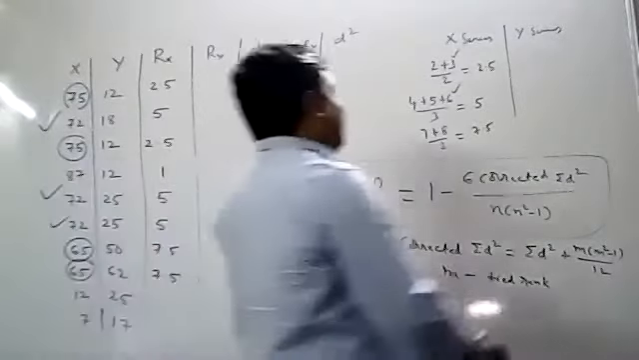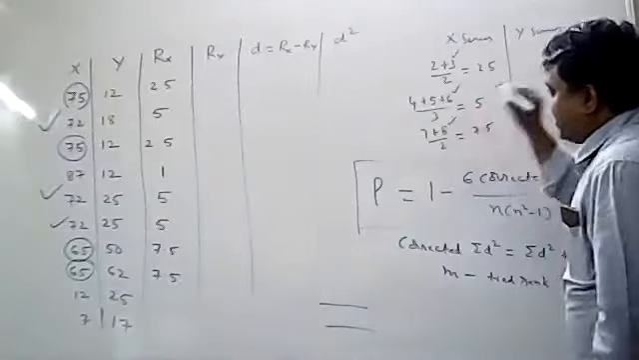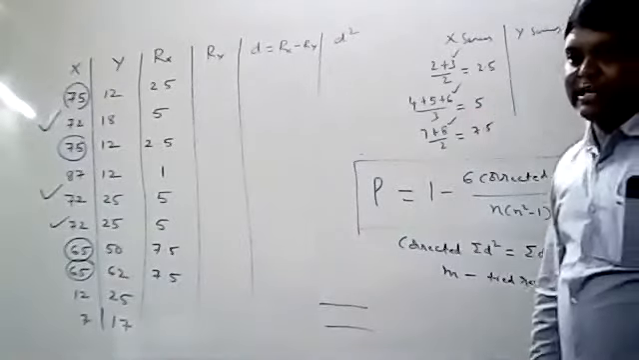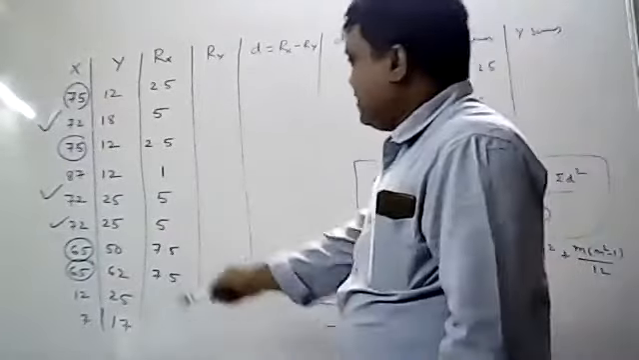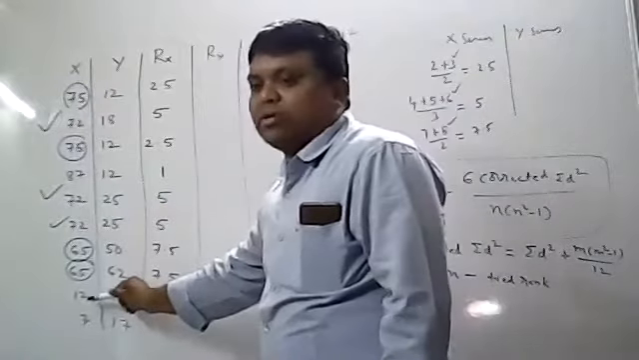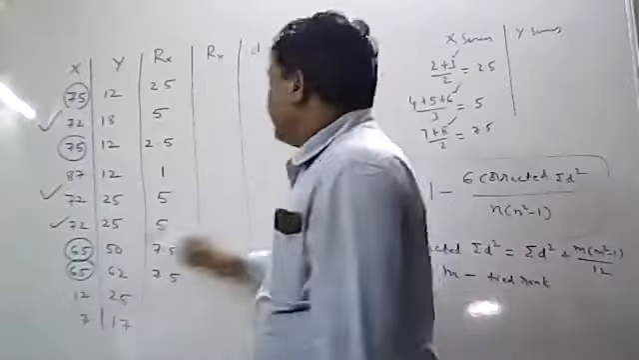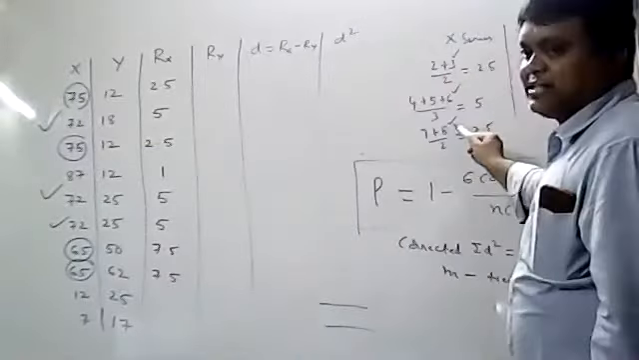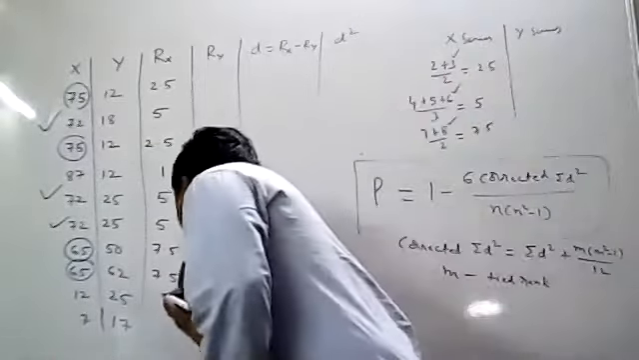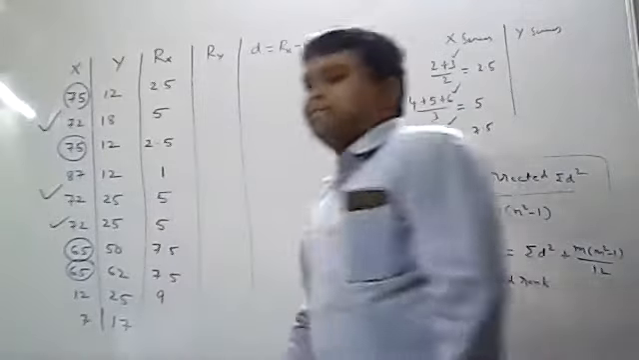Now how many ranks are finished? 8 ranks are finished. Now we have to assign the 9th rank. Next highest value. What is the next highest value? 12. How many times is 12 there? Only 1 time. 1 time means there will be no problem. Directly you can assign. So for this 12, rank number 9.